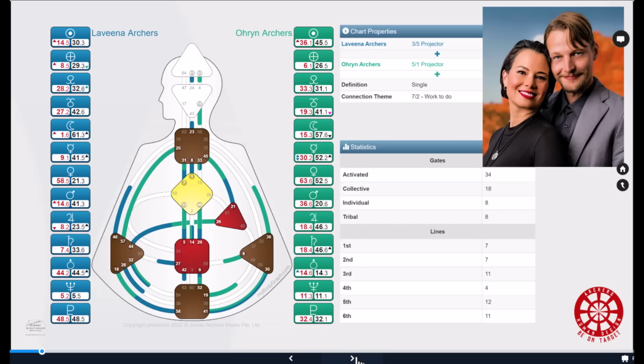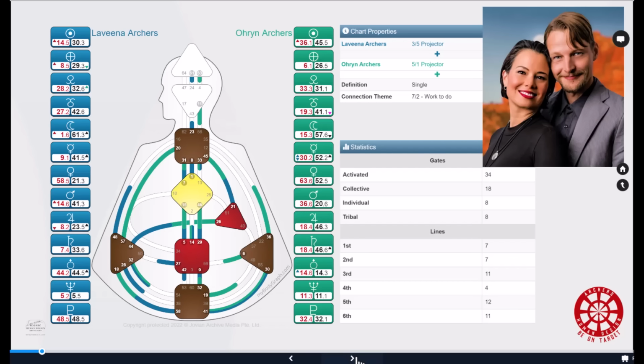Of the 64 gates that are possible to have activated, the two of you carry 34 of these genetic traits. 18 of them are collective, which is all about sharing. 8 of them are individual, which is all about empowerment, and 8 of them are tribal, which is all about support. So you can see the dominance of the energetics within your design are collective, meaning there's going to be a lot of sharing going on between the two of you, not just with the two of you, each of you individually, but also when it's correct for you to share whatever inspires or you imagine would be empowering for other people to know about.